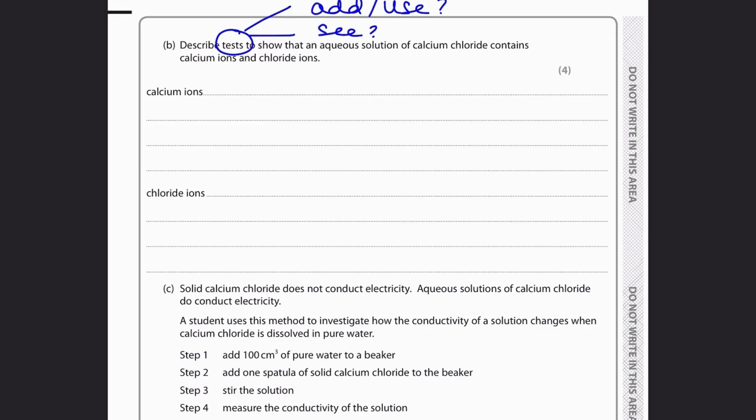So how do you test for calcium ions? This is the flame test. So that's what you're using. And what do you see? Flame test means you stick the calcium ion into a flame using a metal wire. Okay, and then what do you see? What color will you see?